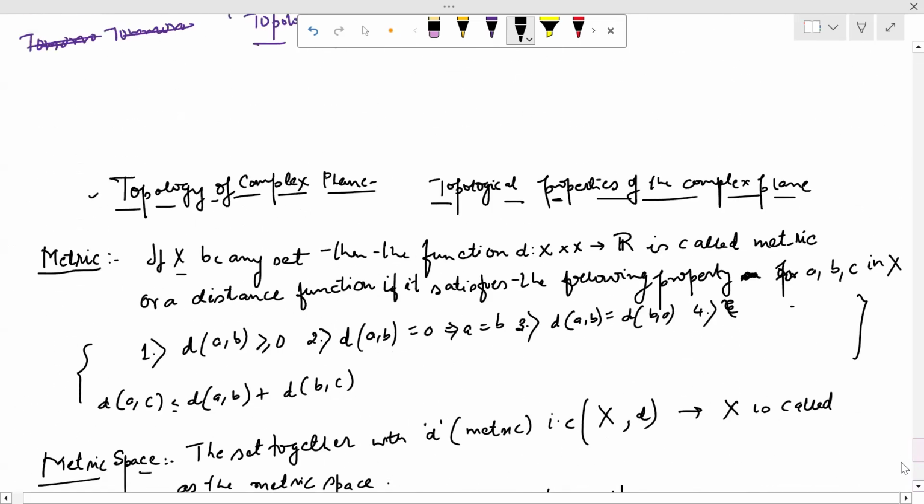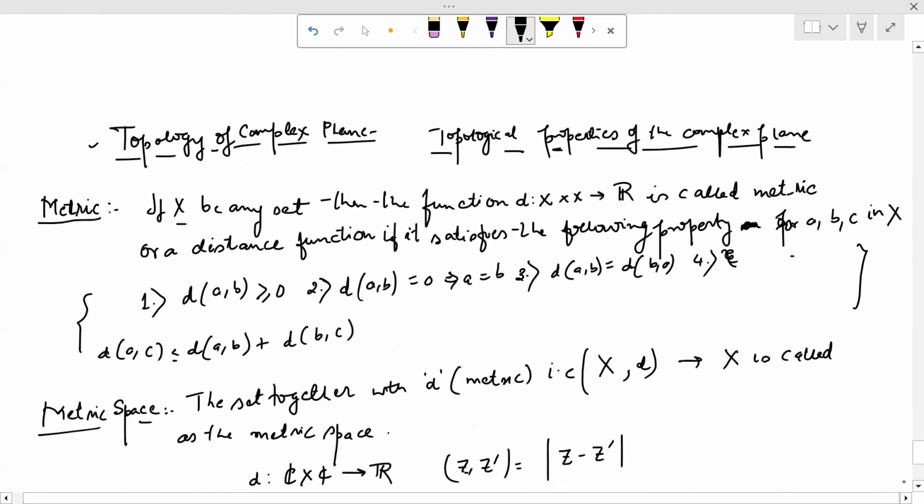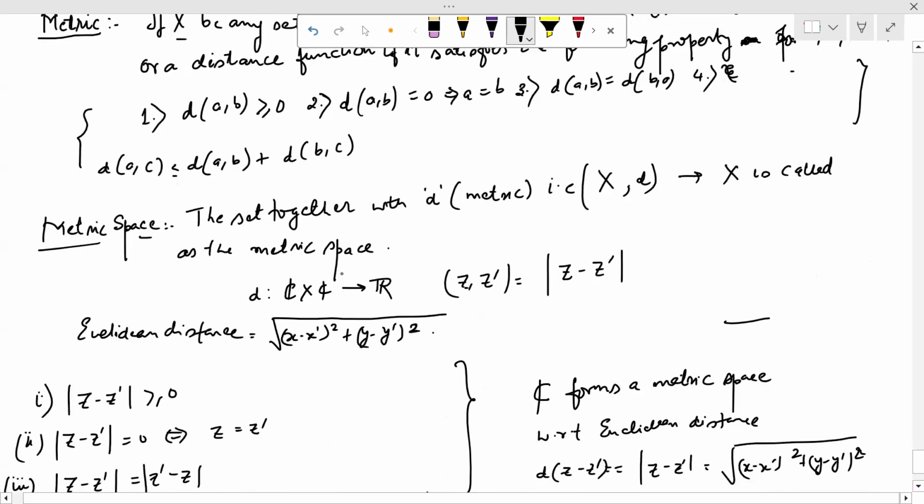Metric in general, understand if people have joined right now, metric only means distance. So just don't make a big fuss about it. Metric simply means distance, following these properties: the distance function should be greater than or equal to 0. d(A, B) equal to 0 means A should be equal to B. There must be a symmetry. The distance function we are taking right now is the Euclidean function. So d(A, B) should be equal to d(B, A), and d(A, C) should be less than or equal to d(A, B) plus d(B, C).